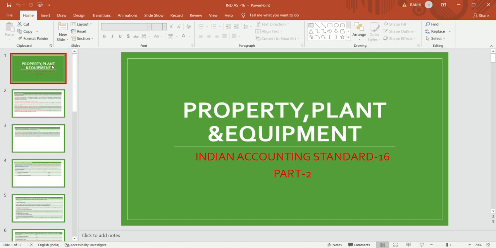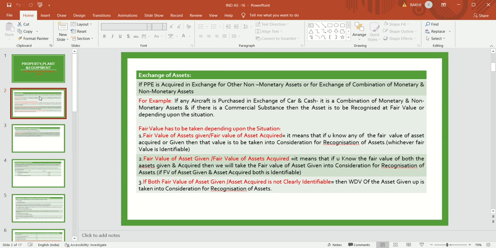Now in this class, we are going to discuss the exchange of asset, that is the barter system, how the property, plant and equipment is recognized in case of exchange of assets. It means they are not purchasing the assets, they are exchanging the assets against another assets. So how the treatment is done for exchange of assets, how accounting is to be done in case of barter system.